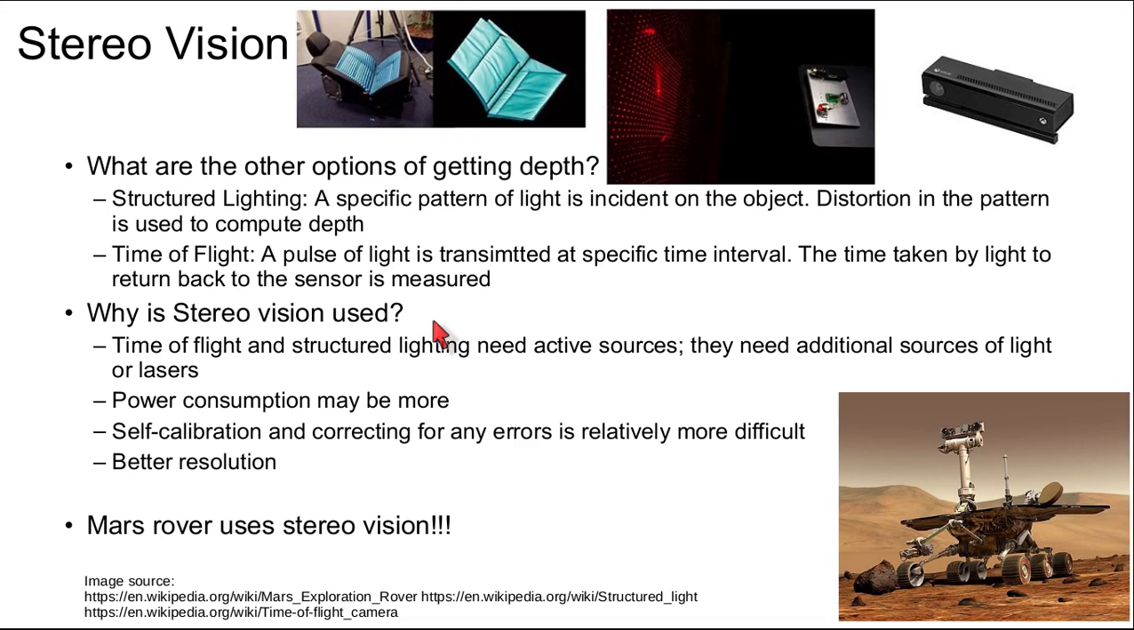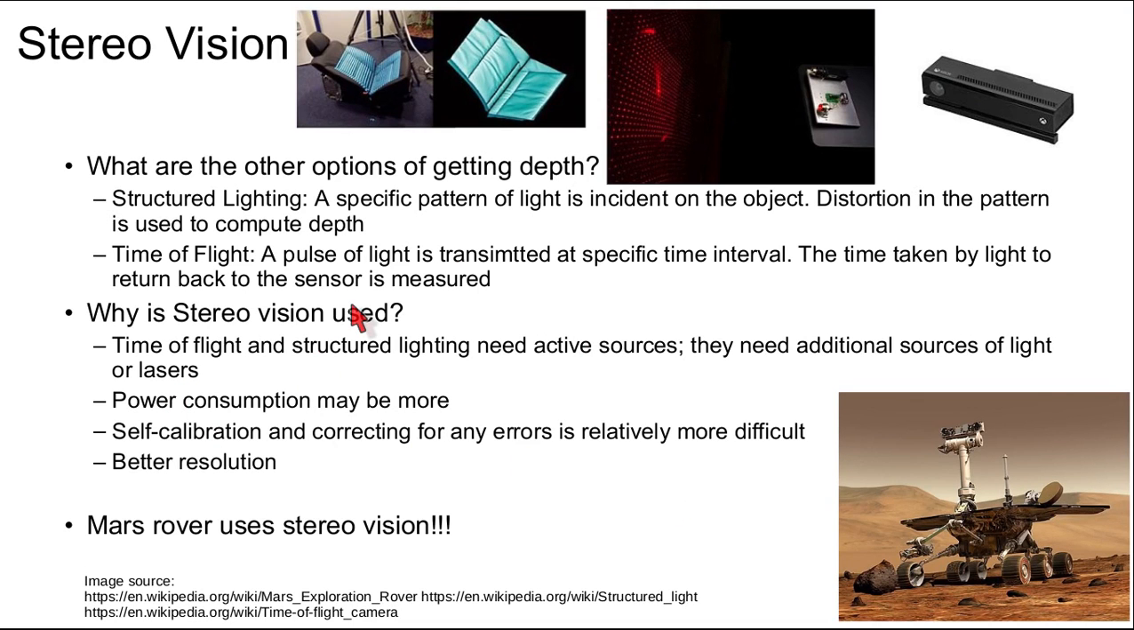Why is stereo vision used when you have other options like structured lighting and time of flight? Structured lighting and time of flight need active light sources. These light sources may need to be really bright. For example, in the case of structured lighting, if there is an external light source which is already incident on the object, then the structured light has to be brighter so that the camera can see it clearly. In general, because you need an active source, structured lighting and time of flight would end up consuming more power, and this could be an issue in certain use cases.